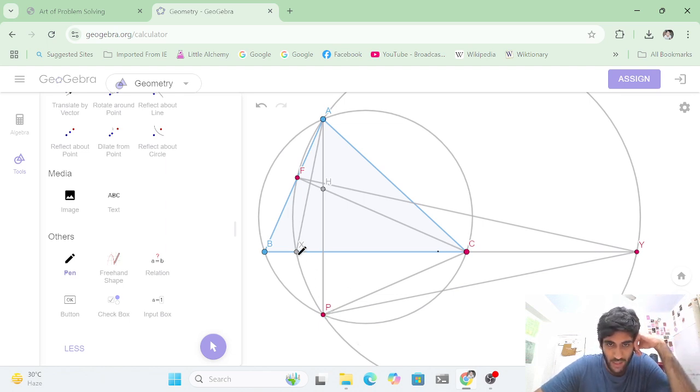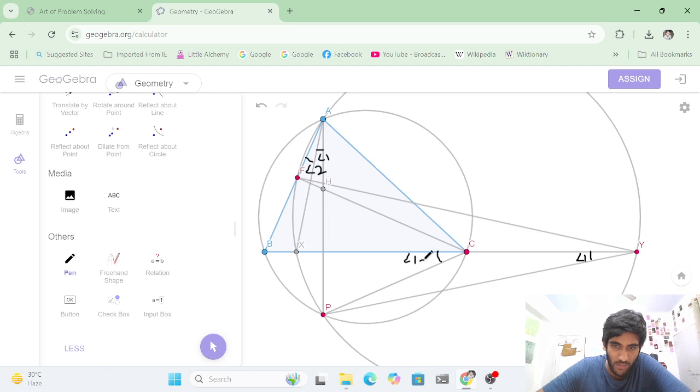One thing that came to me quite naturally is that XAP is going to be equal to PYB, or PYC. Let me call this angle 1, and this is because of the arc XP. Let me name BAX as angle 2. And because of the arc BP on this circle, this is going to be 1 plus 2 as well.